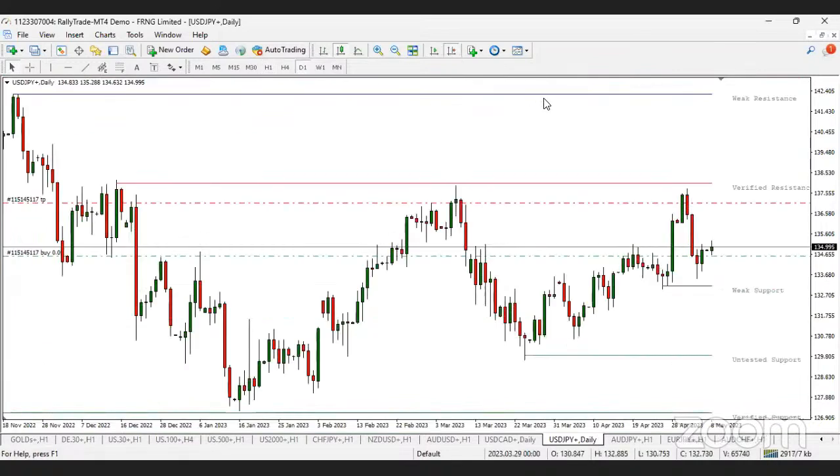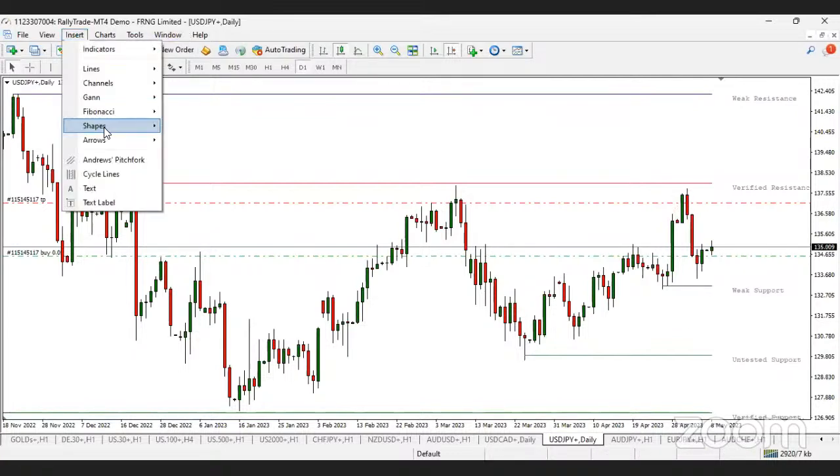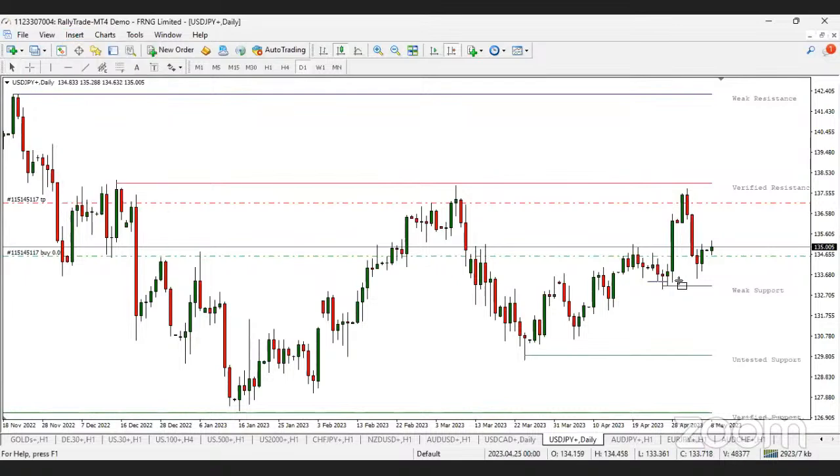On the daily time frame, we have seen USD JPY is in an uptrend. Why do we say price is in an uptrend? Because this price did not break below this last higher low. So price is still pushing in an uptrend. You can see higher lows and higher highs, higher lows and higher highs.